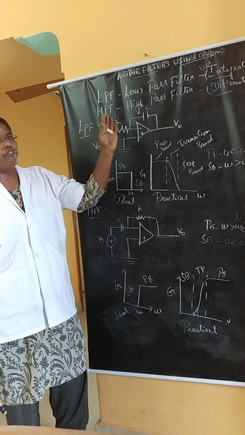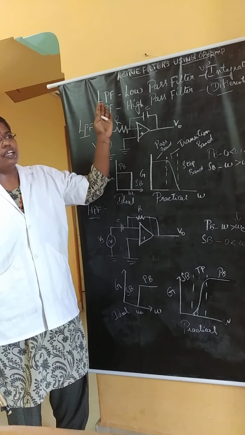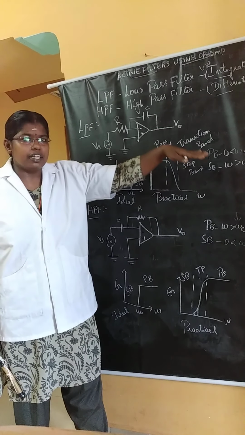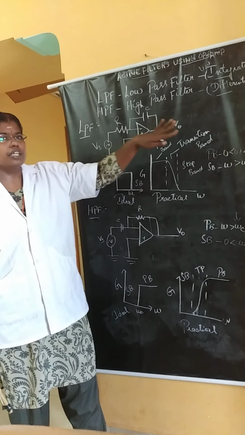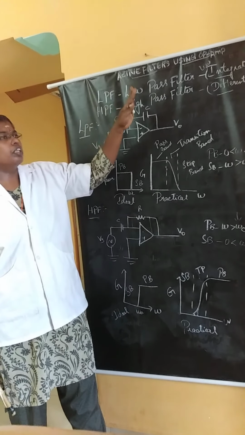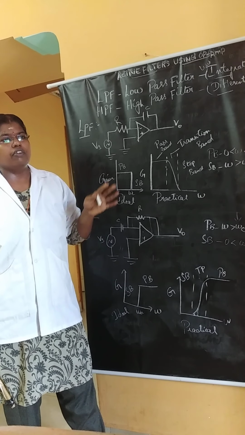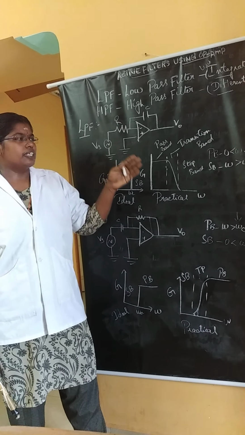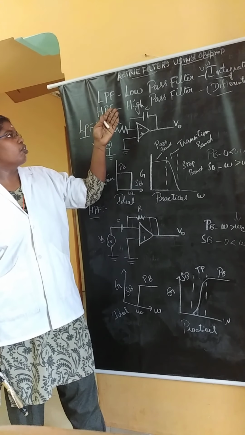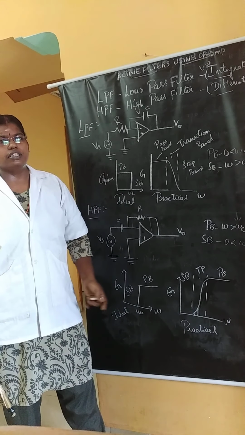So we have discussed active filters using op-amp. In the next session we shall discuss how the low pass filter and high pass filter are used. The low pass filter is used as an integrator and the high pass filter is used as a differentiator. Basically, we have seen the filter definition, why we go for active rather than passive filter, the basic classification of filters, then the types of active filter using op-amp, that is low pass filter and high pass filter. These are what we have discussed in this session.